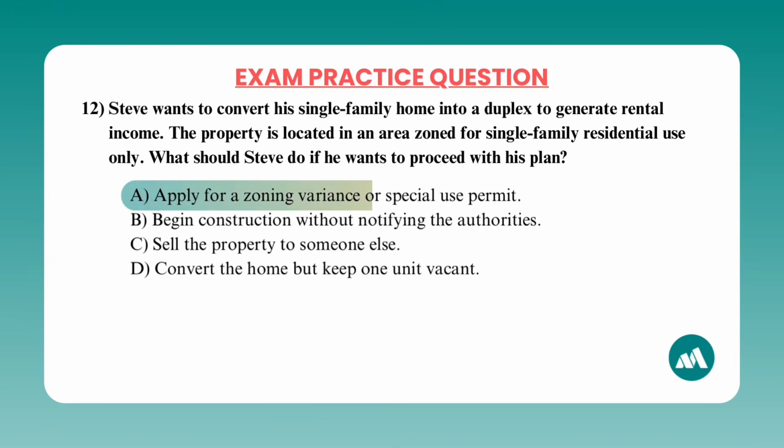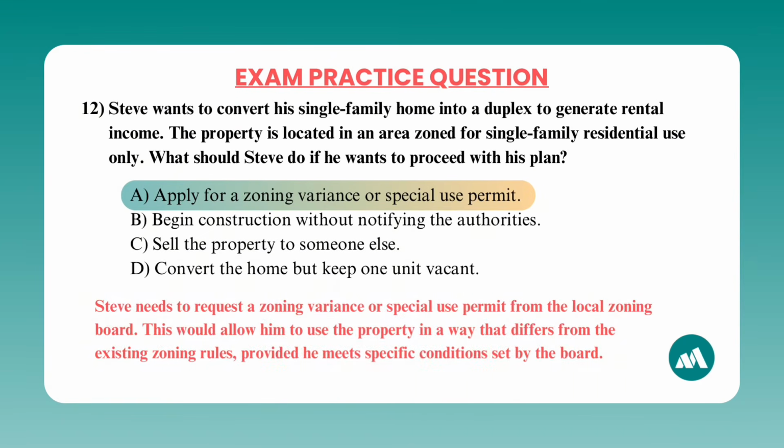The answer is A, apply for a zoning variance or special use permit. Steve needs to request a zoning variance or a special use permit from the local zoning board. This would allow him to use the property in a way that differs from the existing zoning rules, provided that he meets specific conditions set by the board.